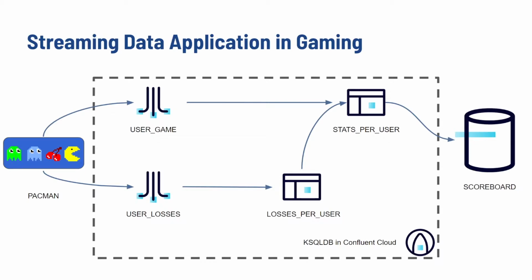The second stream that the game is going to pass information to is the user losses stream. This stream checks whether a user has lost yet or not. The user losses stream pushes that information into a losses per user table. That information is then further sent and appended into the stats per user table. And the user game sends its information straight to the stats per user table.